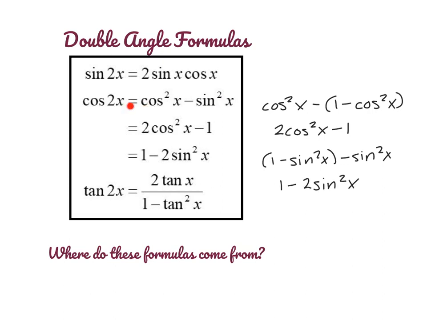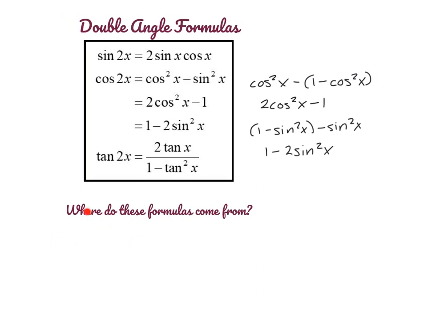So remember, this really is just a single formula, but it looks like there's three. We expand it out just so you have these options and you could pick whichever one looks easiest for that problem. And then the double angle formula for tangent is 2 times tangent of x divided by 1 minus tangent squared of x.